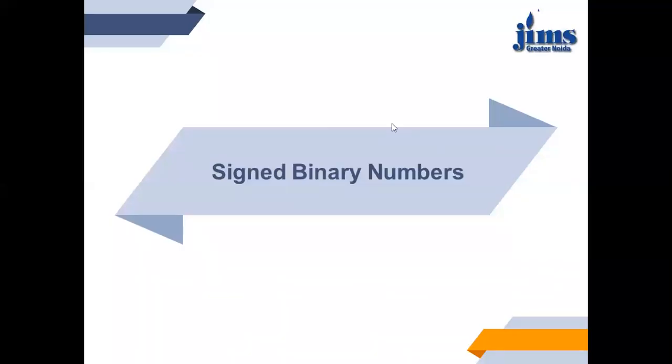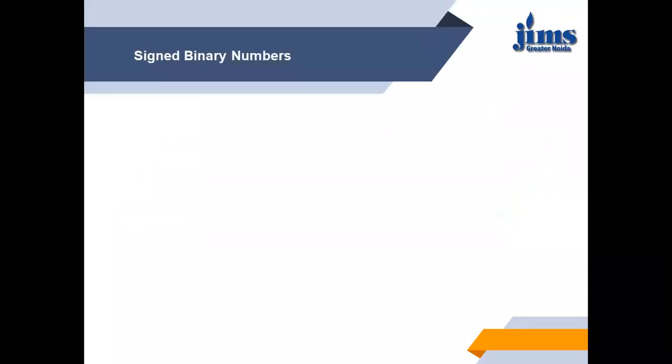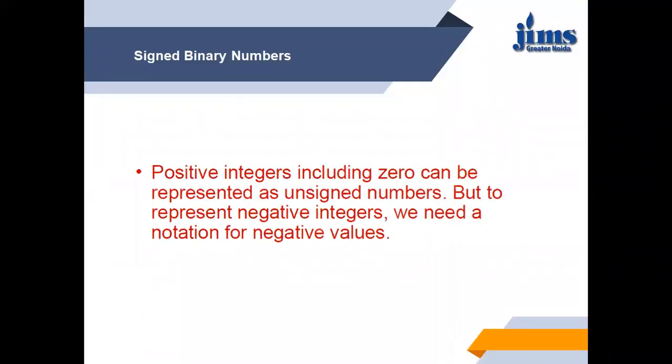So the 5 is represented as 101. So we never discuss what is its sign. We talk only about the magnitude. Now in today's lecture, we are going to discuss when a number is with sign, then how to represent that number, and the representation is known as signed binary numbers. So let us discuss what the signed binary numbers are.